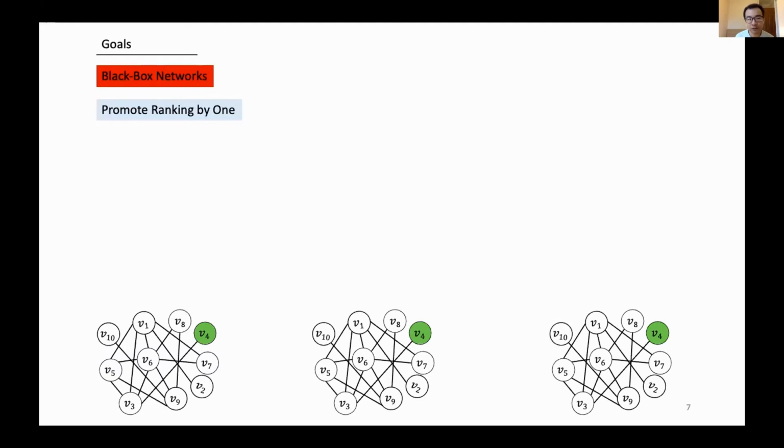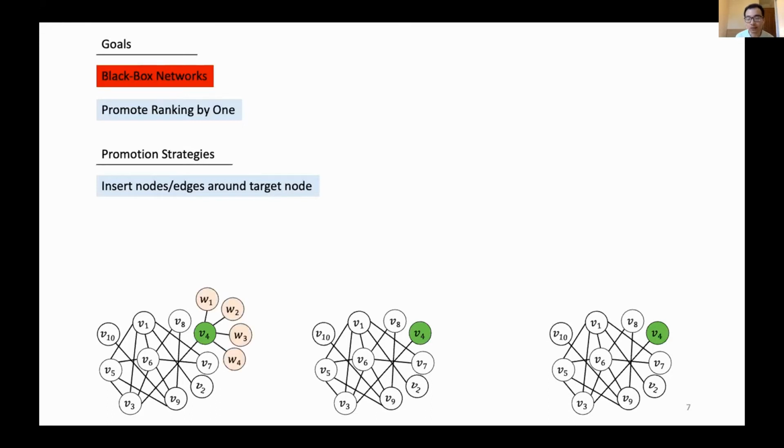For the first goal, promotion on black box networks actually is quite straightforward. If we do not know the original graph structure, what we can do is insert nodes and edges just around the target node. There are different ways to insert the edges, like we can insert multiple points. This strategy, we call the multi-point strategy. Moreover, we can create a clique, which we call the single clique strategy.